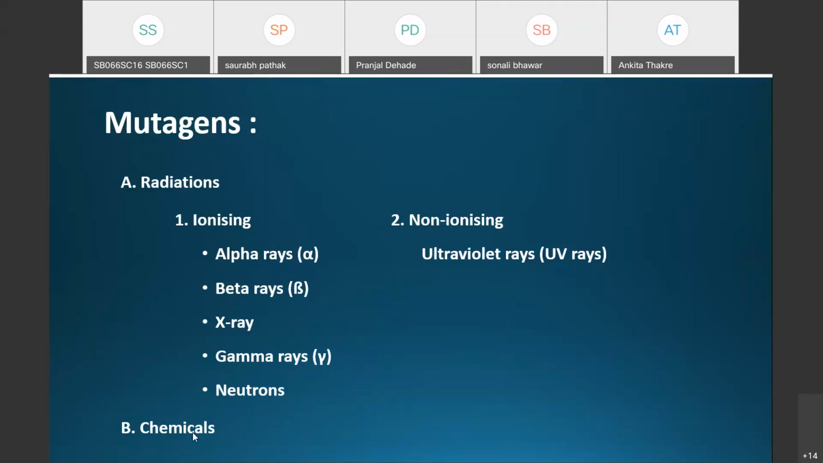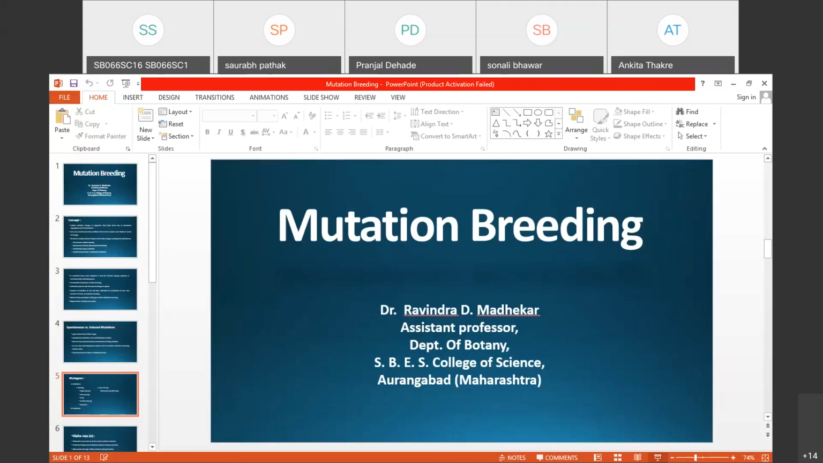And in part B, different types of chemicals are used as mutagens to induce mutation in plants in the mutation breeding technique.